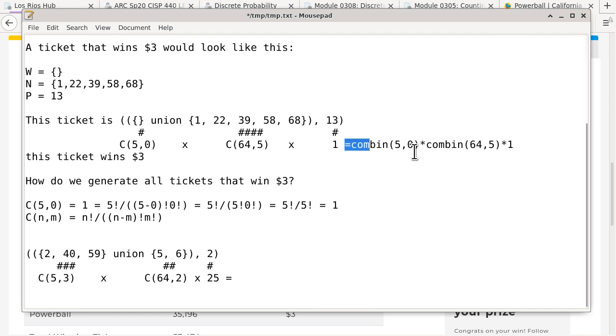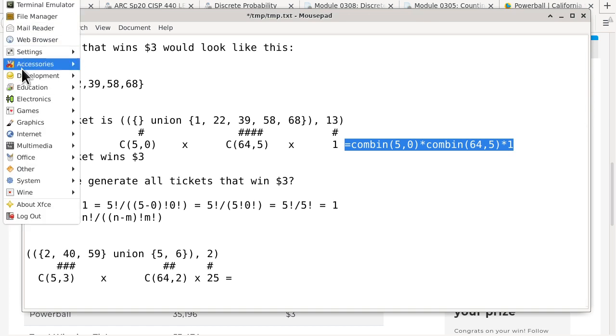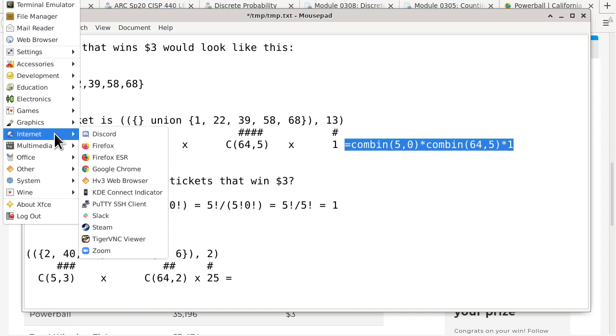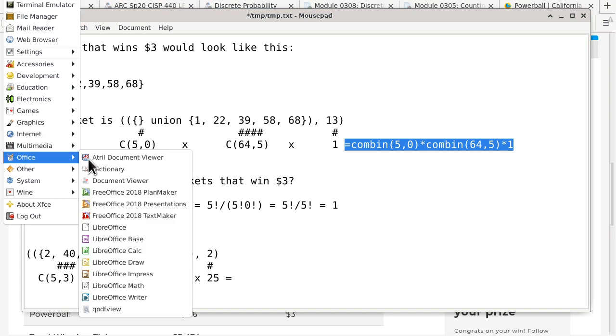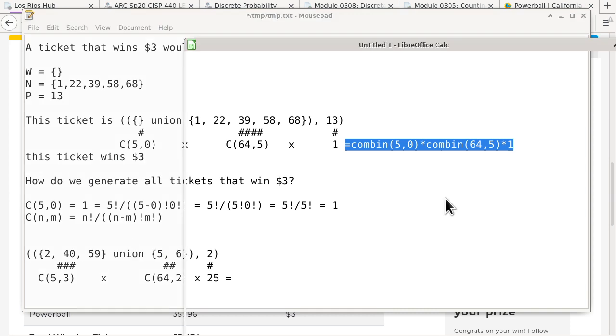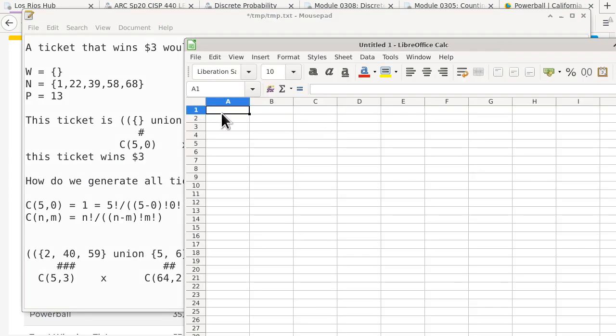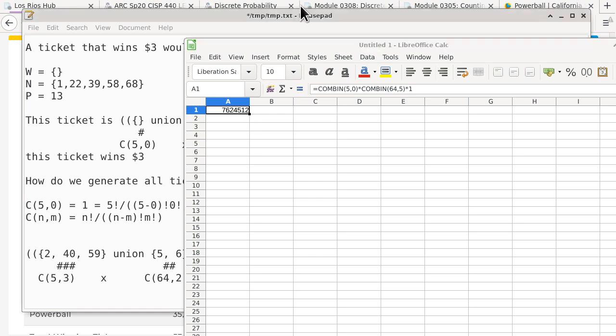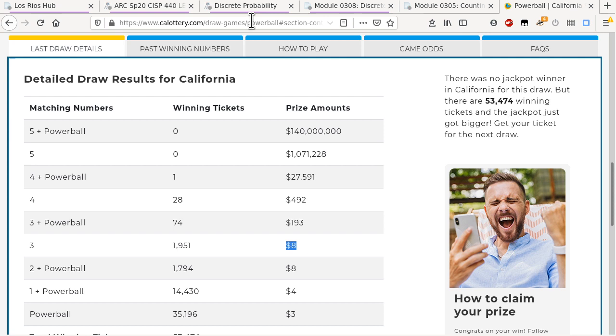Now we can just copy this and paste it into any spreadsheet. If you want to use Google Sheets, that works. If you want to use Excel, that works. Or if you want to use, let me look at my office here, I got LibreOffice Calc, that will work as well. So we'll just paste that equation in. And the answer is 7624512. And then we go back to the website and look at the chances or game odds.